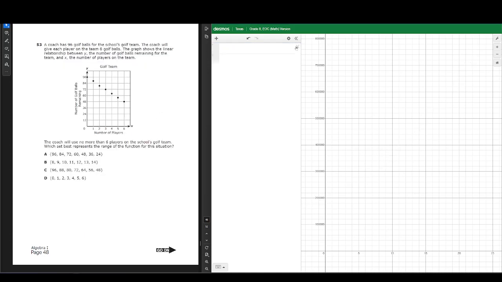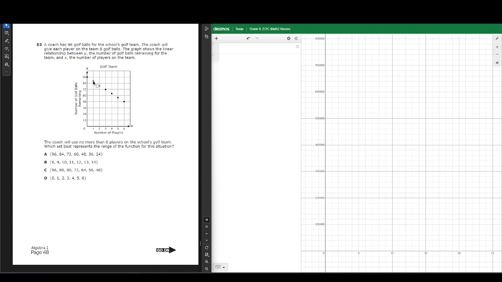All right, coach has 96 golf balls for the golf team. The coach will give each player on the team 8 golf balls. So this is the number of balls remaining and number of players on the team. The coach will use no more than 6 players on the team, which represents the range of the function. So this is vocabulary. We have to know that range means the y values. Desmos can't really help us here. We're just going to read them off the graph.